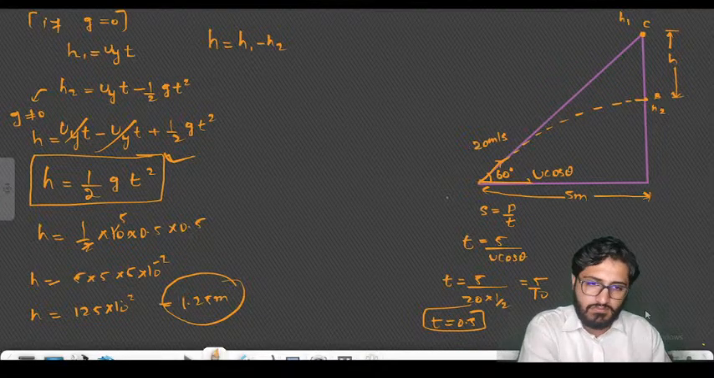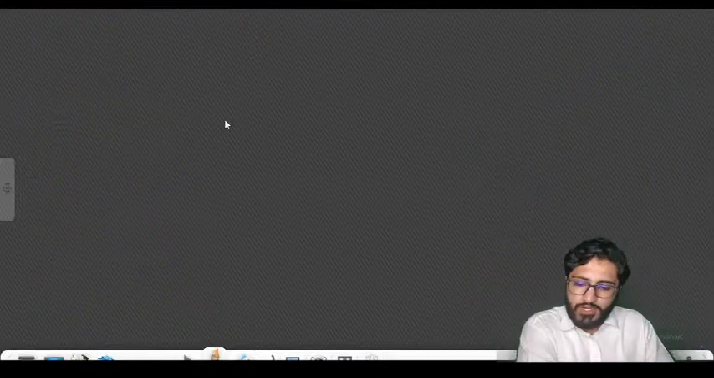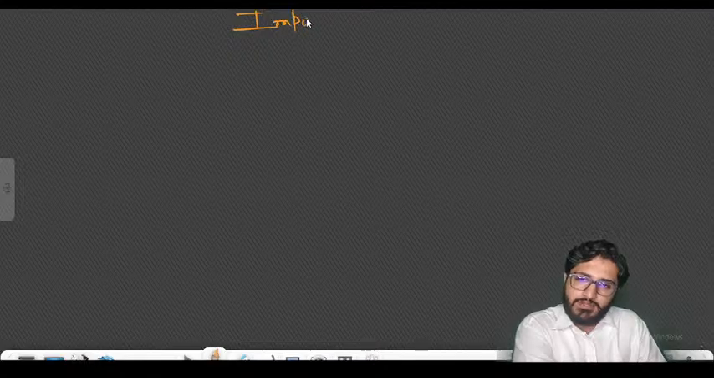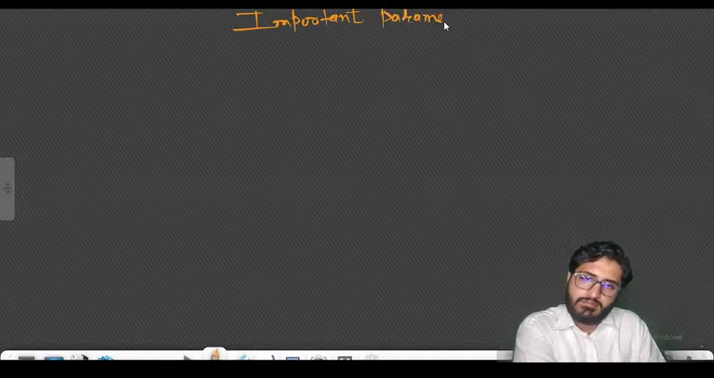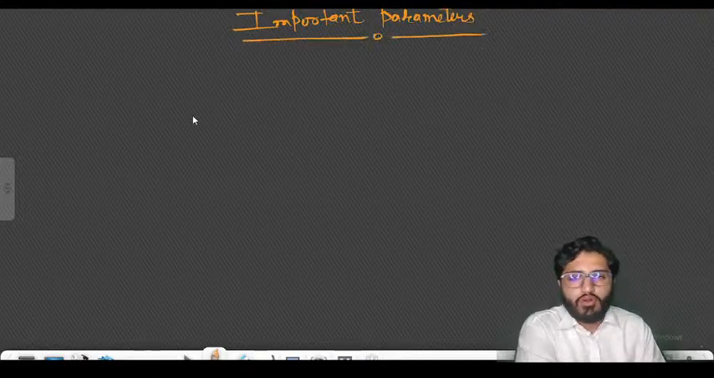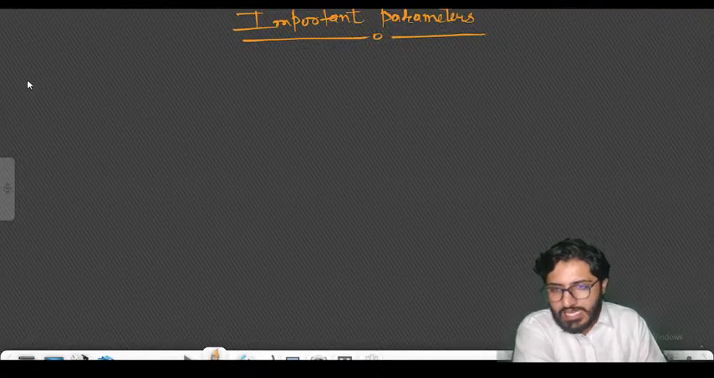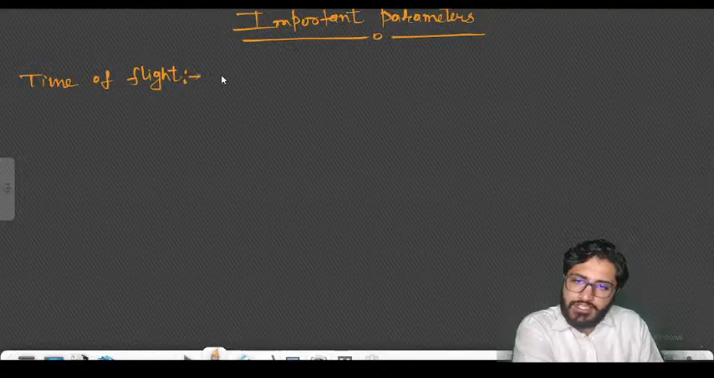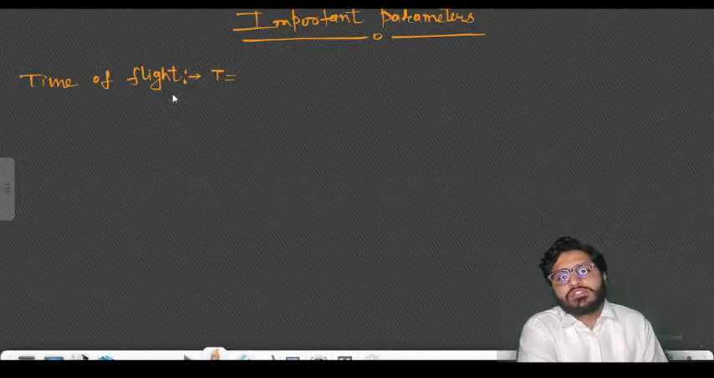Look now. Now we have some important parameters. First one is time of flight. Time of flight, that is T. It was 2u by g.